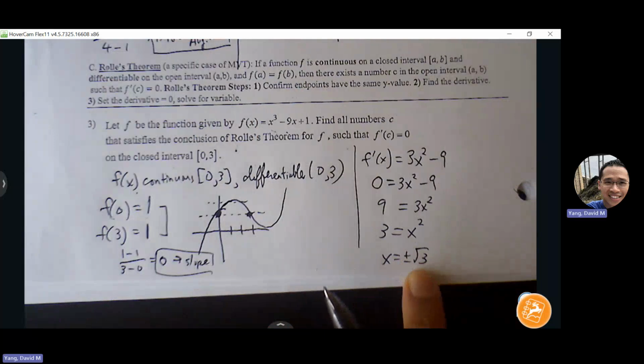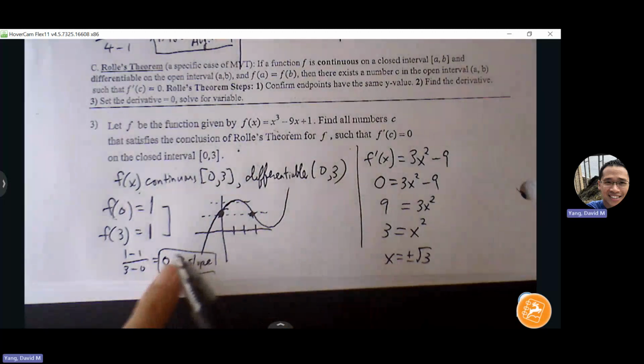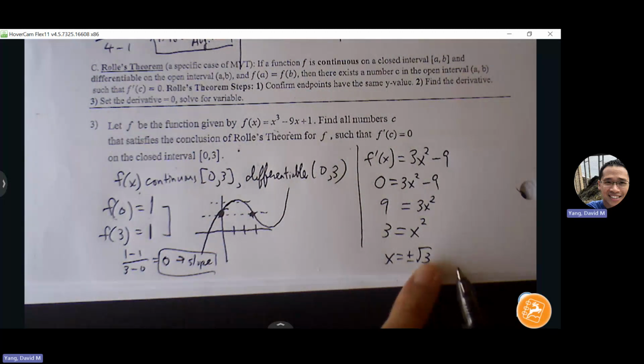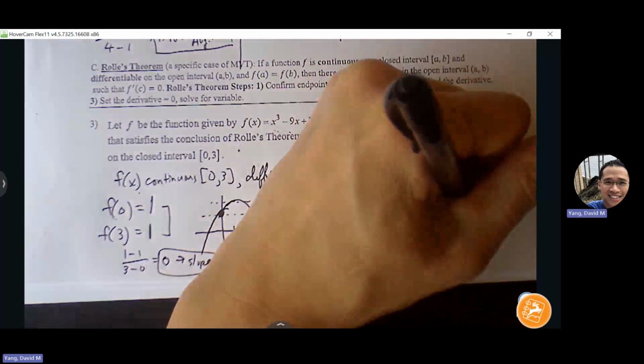But where does my x value have to live? Between the interval, right? So technically there's another place of slope 0 at -√3, but we only care about what's between our interval. So our only c value is √3.